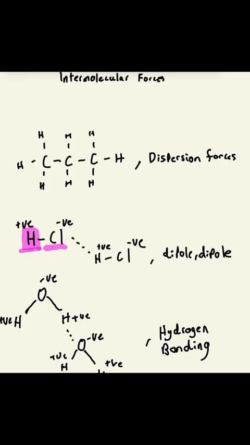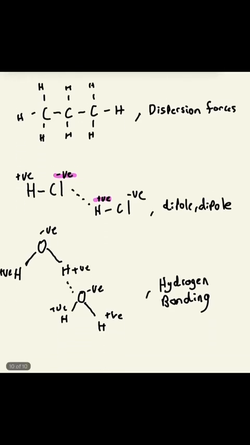So the hydrogen will always have a positive dipole, and the chlorine will always have a negative dipole. And because of that, you'll get two hydrogen chloride molecules. They will interact with each other because they'll always have a positive and negative end, and positive and negative attract. So that's an example of a dipole-dipole interaction. Okay, and they're stronger than dispersion forces.